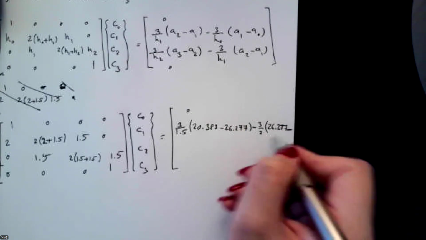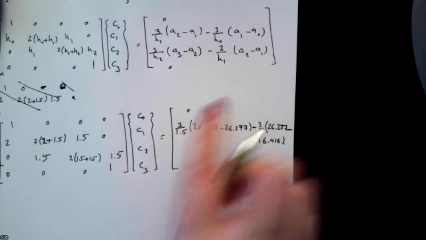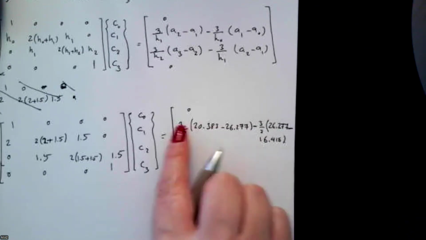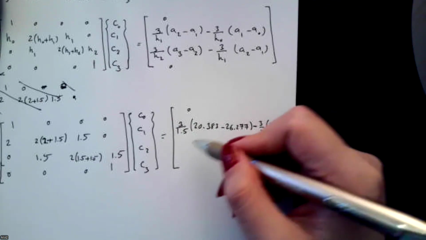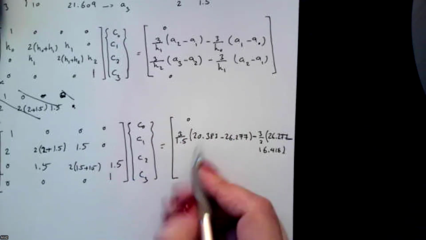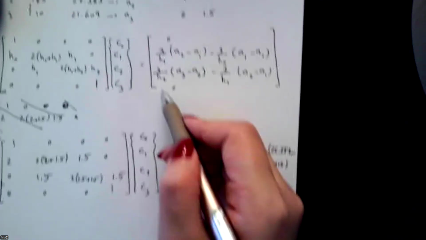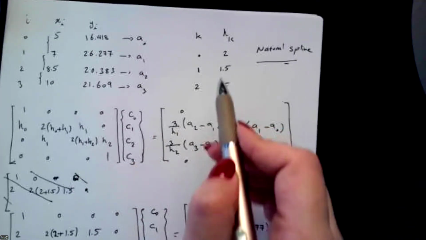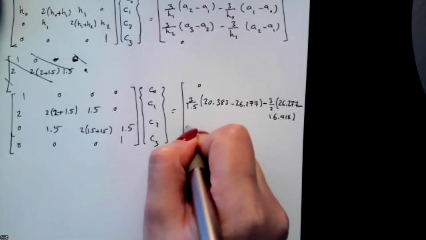A sub naught 16.48. This is for the second row. Okay, we will do it for the third and the last row. For the last row is 0. For the third row, again, we plug this value, meaning the H and A in this equation, and I write the final answer.